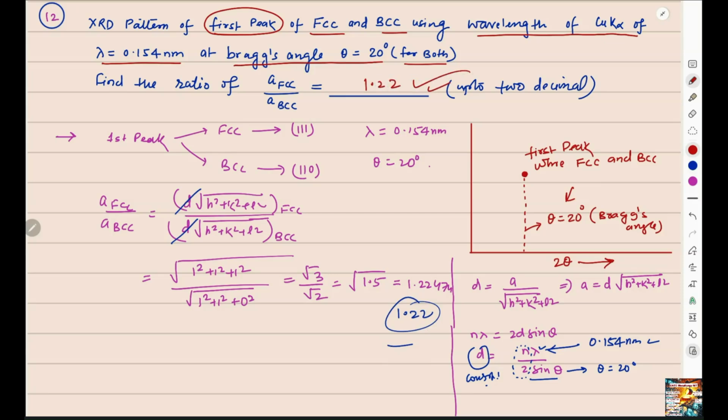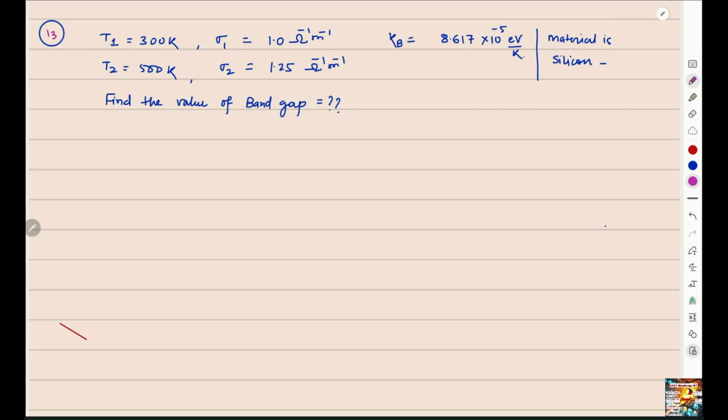Moving to the next question. We have the following set of information given. For two temperatures, T1 300 Kelvin, we have sigma 1, that is electrical conductivity, and for T2, that is 500 Kelvin, we have sigma 2. We have the Boltzmann constant value and the material is silicon. So we have to find the value of band gap.